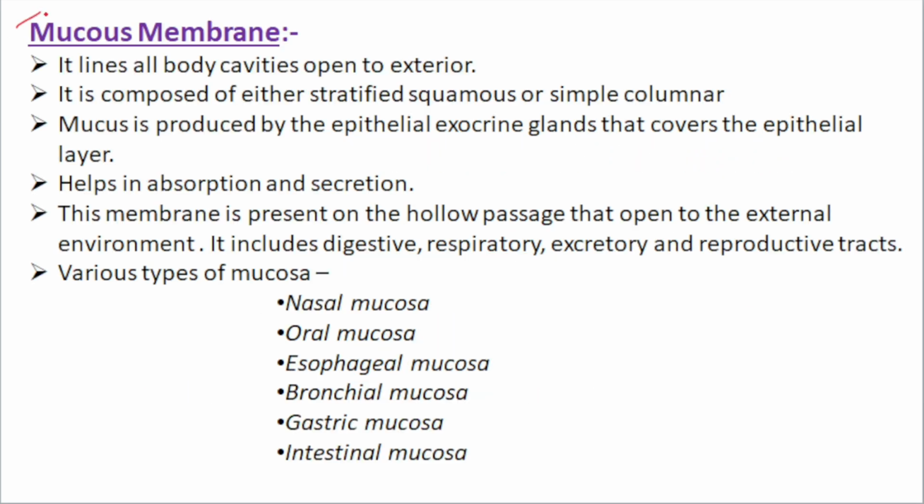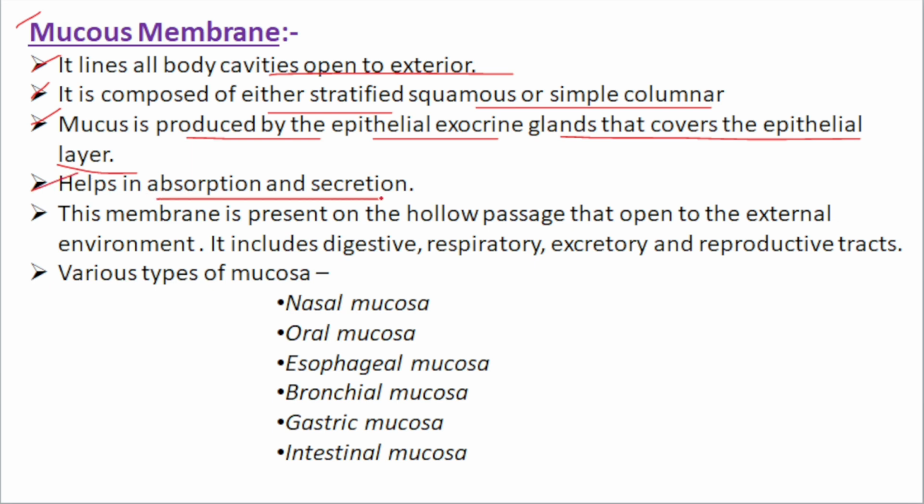There are some points about the mucous membrane. The mucous membrane lines all the cavity that open to the exterior. This membrane is mainly composed of either stratified squamous or the simple columnar epithelium. And the mucus is produced by the epithelial exocrine gland that covers the epithelial layer. So, due to the production of the mucus fluid, this membrane is called the mucous membrane. It also helps the absorption and the secretion and this membrane is present on the hollow passage that opens to the exterior environment. For example, digestive, reproductive, excretory and the respiratory tract.